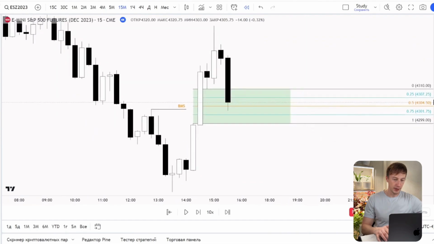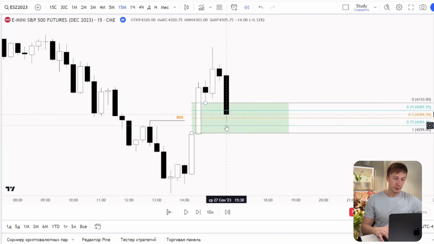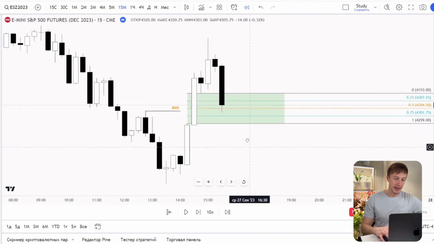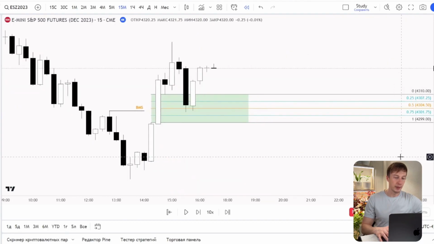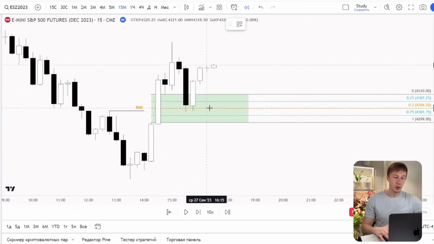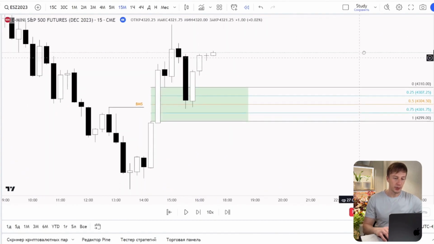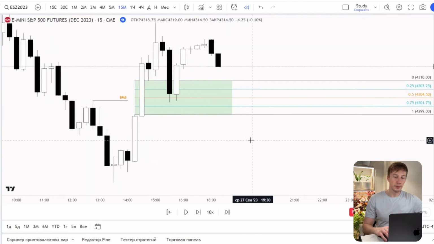Let's keep watching. It's now around 3:30 p.m. New York time. It's the last active trading hour, so we shouldn't expect any strong impulses. The price returns to the 0.5 level again, dips slightly below but closes above it. This is yet another confirmation. Next comes an inactive trading period, so let's just fast forward.